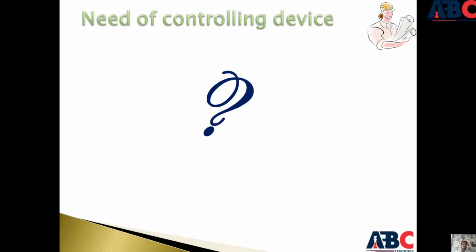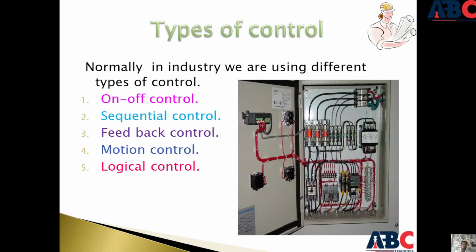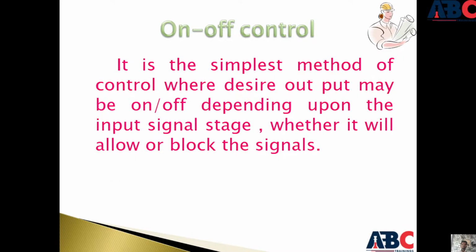Need of controlling devices, types of control. Normally in industry we use different types of control: on-off control, sequential control, feedback control, motion control, and logical control. First of all, on-off control. It is the simplest method of control where the desired output may be on or off depending upon the input signal state, whether it will allow or block the signals.